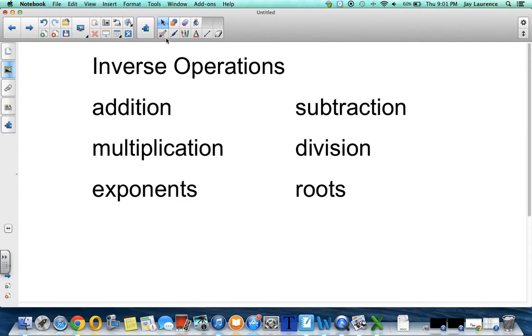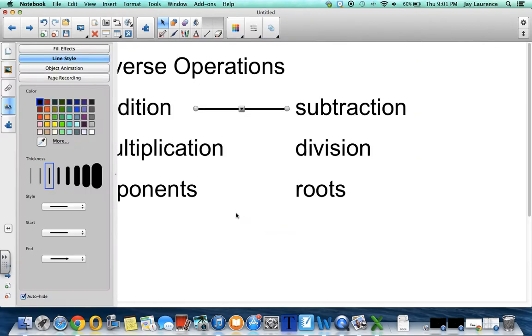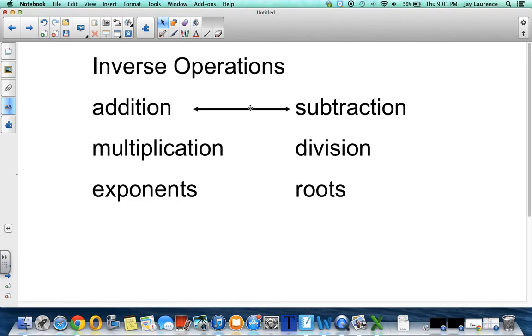All right, inverse operations. Remember, it is very important to know your inverse operations. I know you all know that addition and subtraction are inverse operations, meaning they undo each other, right? I can use addition to undo subtraction, and I can use subtraction to undo addition. But I'll bet you also knew that I can do the same with multiplication and division, right?